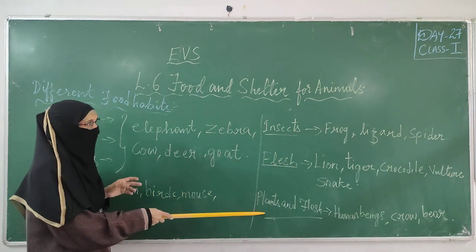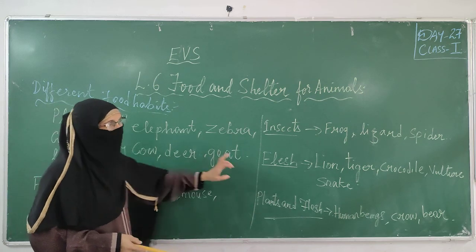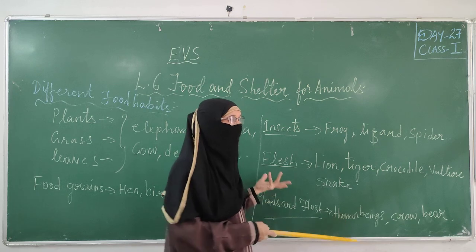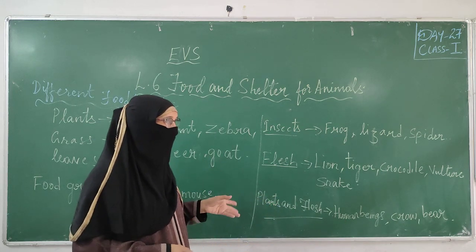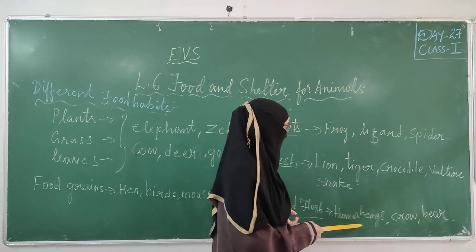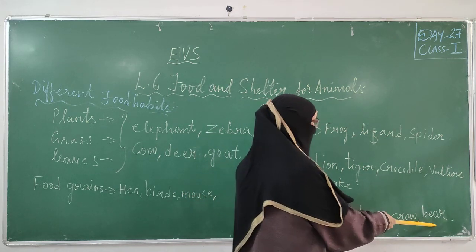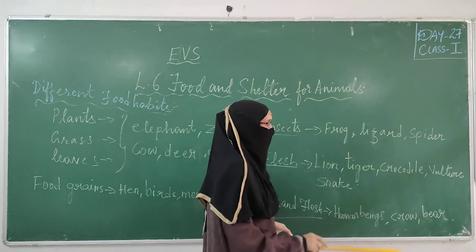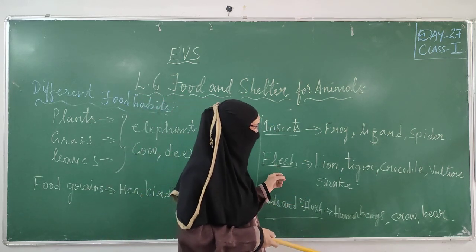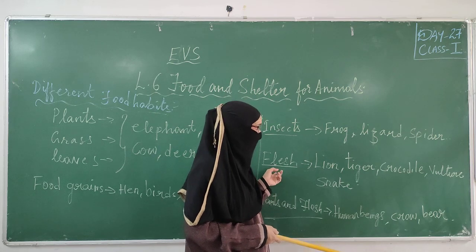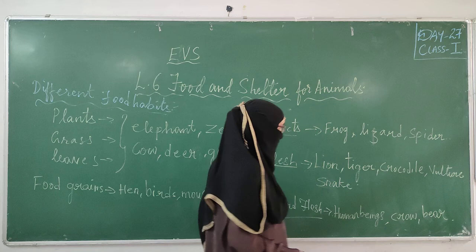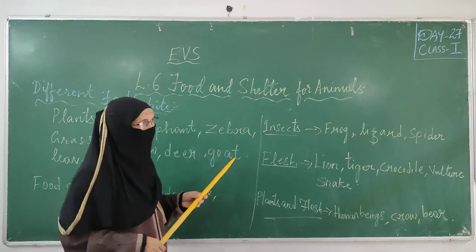Now some animals eat both the plants and also the flesh. Examples are we human beings. We eat plant products and also animal products like meat, egg, fish, etc. Crow and bear eat both the plants or grass or leaves of the plants and also the flesh of other animals.